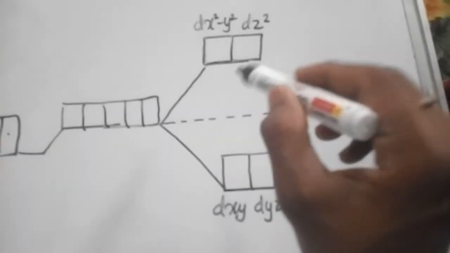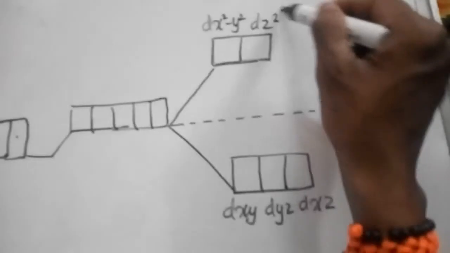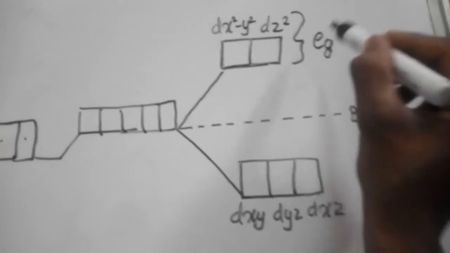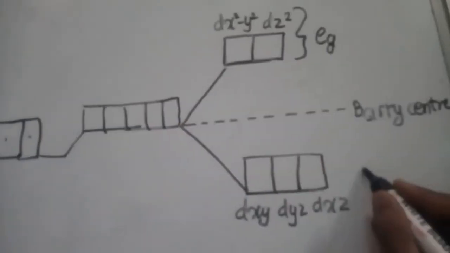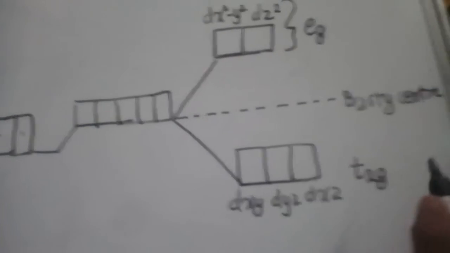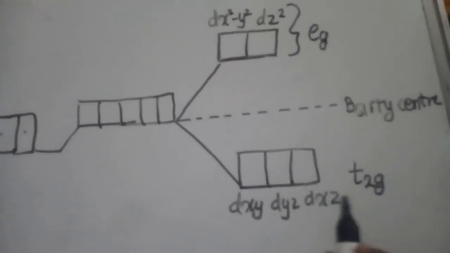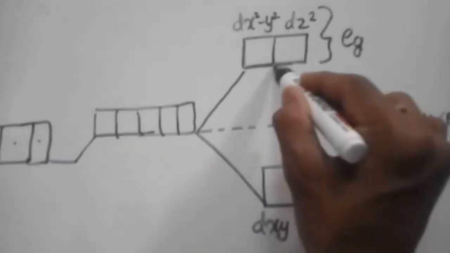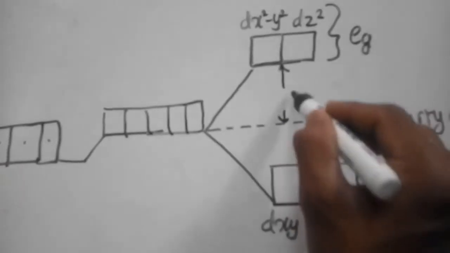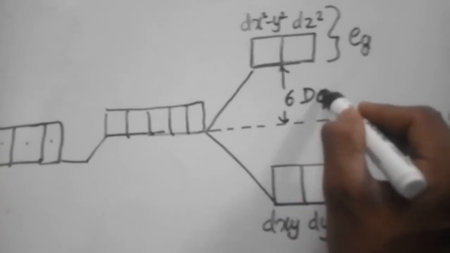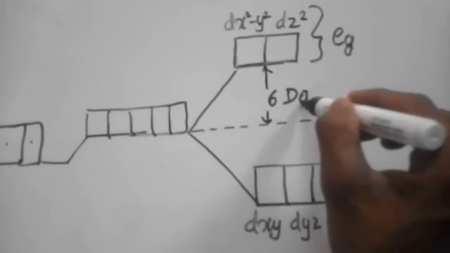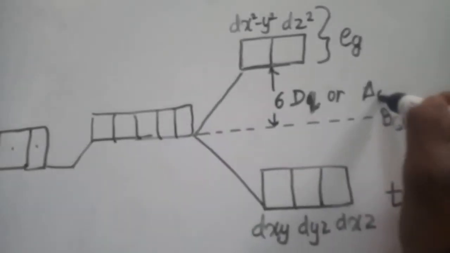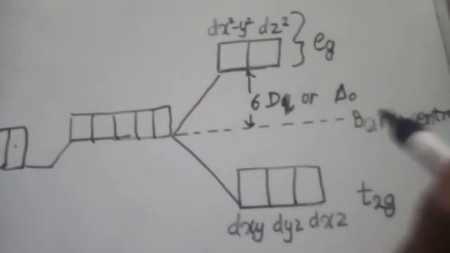We call these two orbitals Eg, that is doubly degenerate, and these T2g, that is triply degenerate orbitals. Now the energy of the Eg orbitals will increase by 6 Dq. Thus the splitting is denoted in Dq, or delta O, that is octahedral splitting energy.